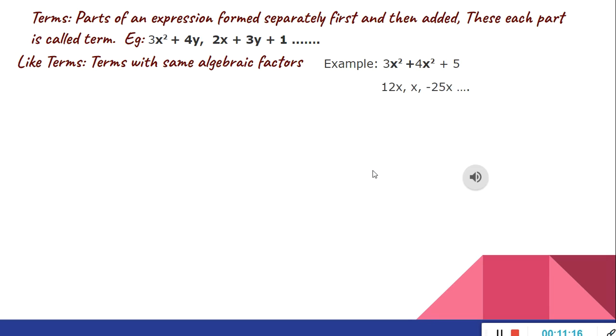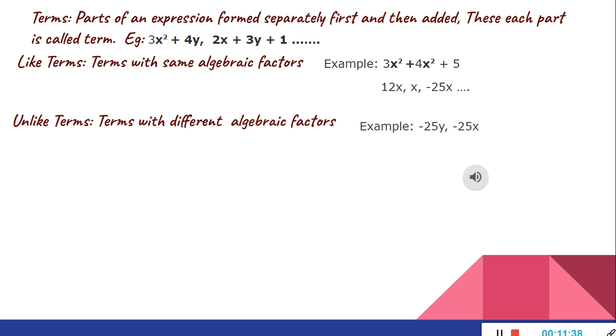Clear? So let me give you some more examples. So here the like terms are 12x, x, minus 25x. These are all like terms. Why? Because all of them have x as their algebraic factor here, isn't it? Whereas when we talk about unlike terms, they are terms with different algebraic factors. For example, if we compare minus 25y with minus 25x. So in this case, both have the same numerical factor, isn't it? Minus 25 is there. But their algebraic factors are different. Therefore, these two are unlike terms.